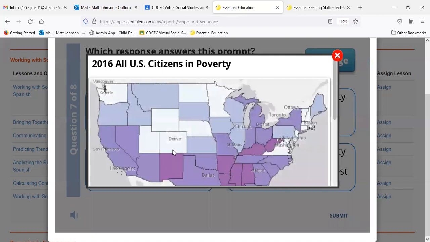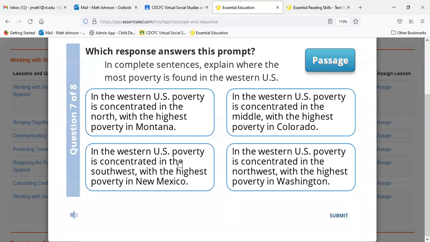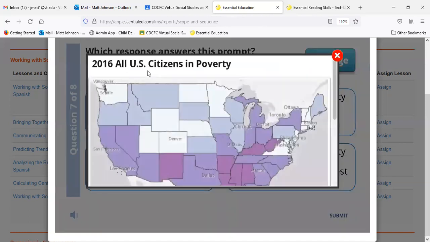So see, this is what I'm talking about. You have to know your states. This helps out because it says Denver, right? So that's in Colorado, but that's also a low turnout. In the Western U.S., poverty is concentrated in the Northwest. Also, no, right? Seattle, Washington.